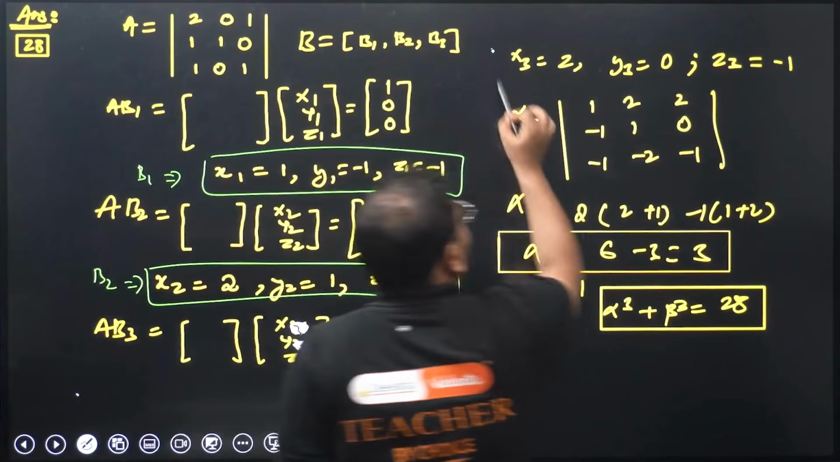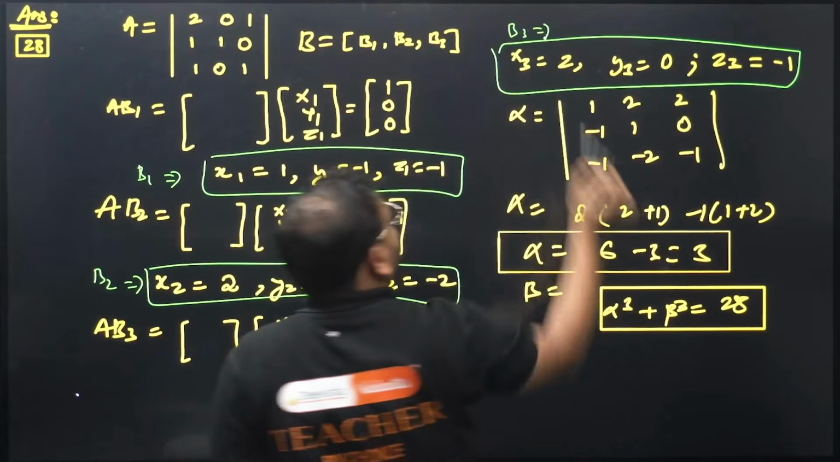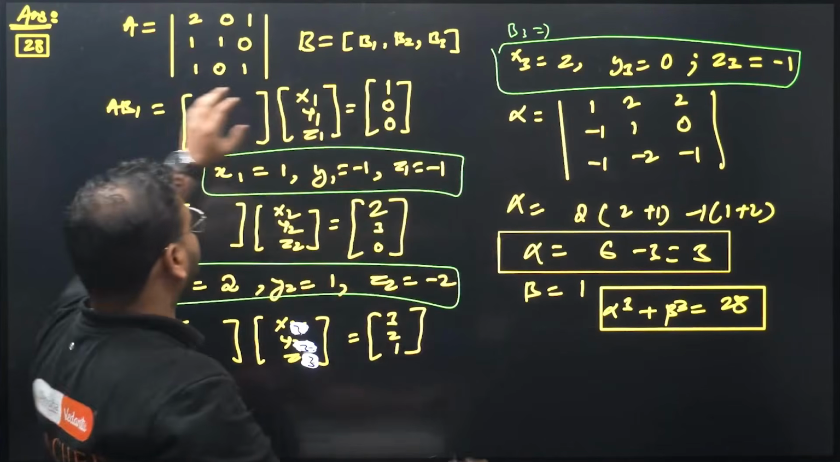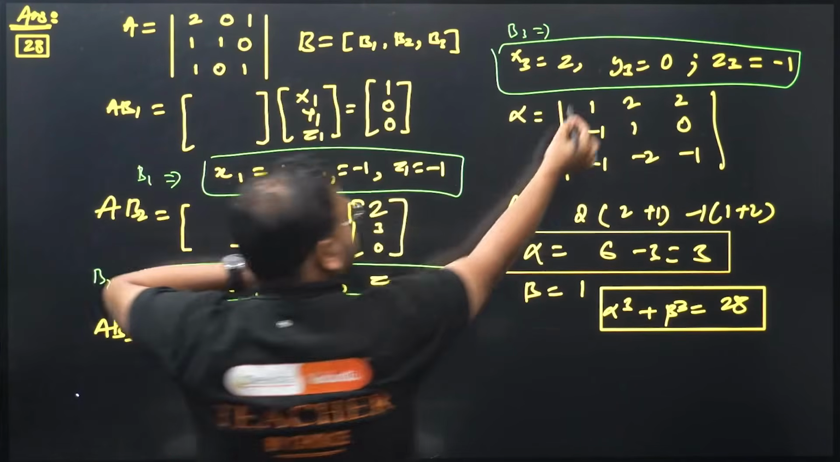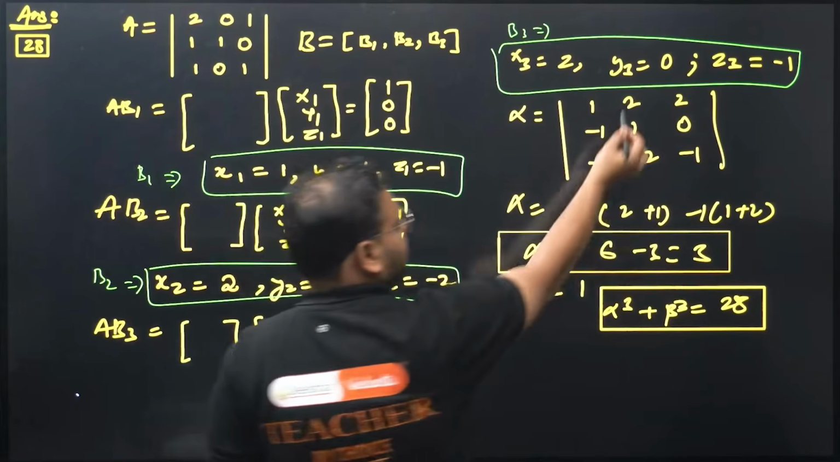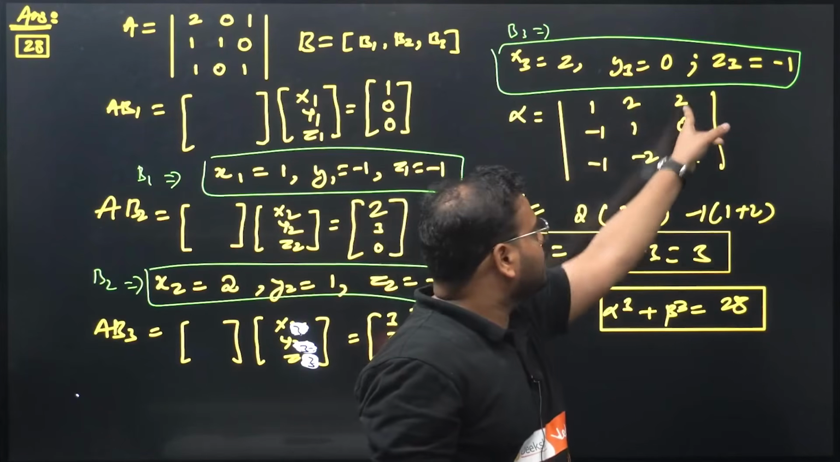You can see this is my B3 column matrix. Okay, so write that. Check this out. 1, minus 1, minus 1. This is my B1. Right. This is what? 2, 1 and minus 2. That's my B2. And B3 is over here: 2, 0 and minus 1.